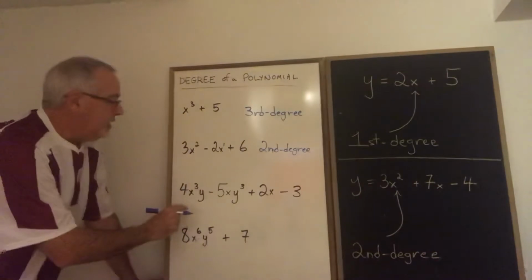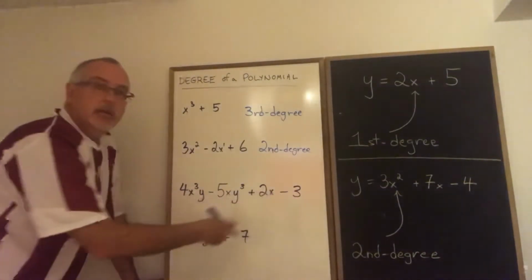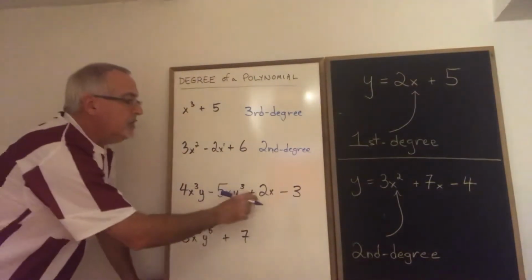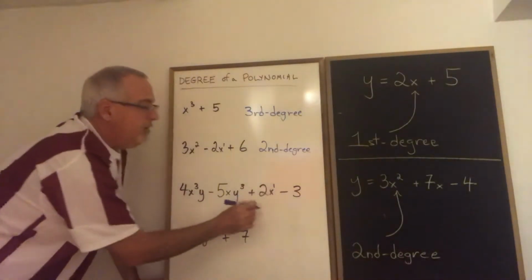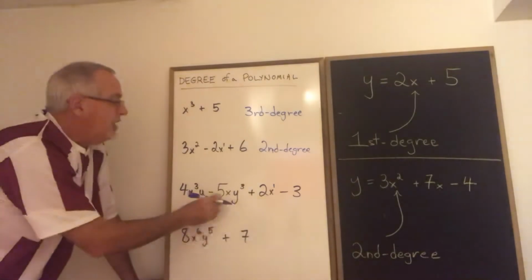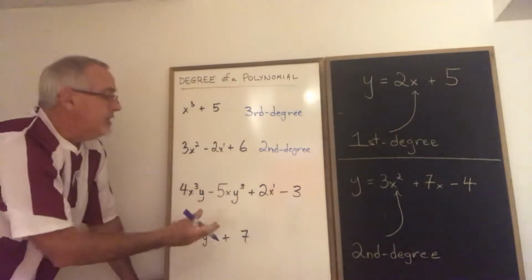In the third example, we have a constant term minus 3, which we will ignore because we have plus 2x, which is of a higher degree. The exponent is a 1. But we're ignoring that as well. We're looking at these two terms because the degree is higher.